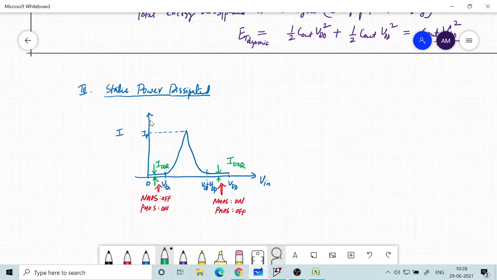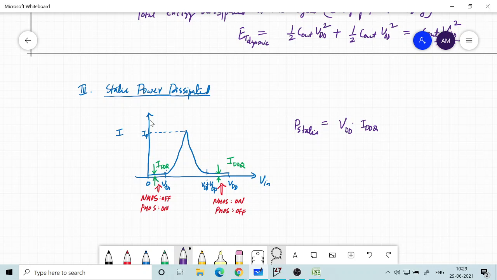Now what is the power? If this current is IDDQ, then P static is basically VDD into IDDQ. And this is power, not energy. We are assuming that either the input is at low state or high state, and under that condition there is a small current flowing. Multiply that with the power supply.